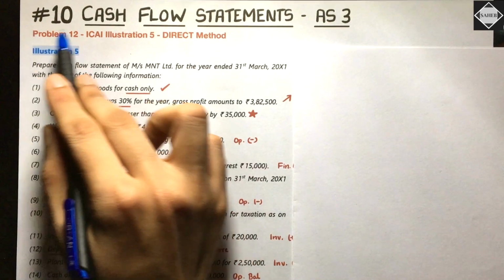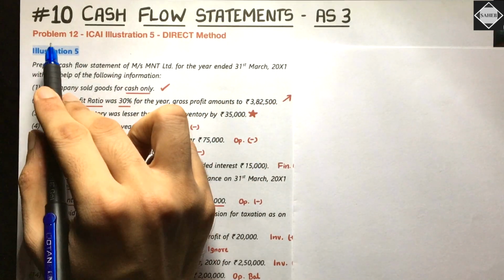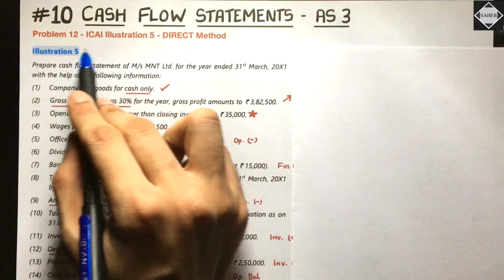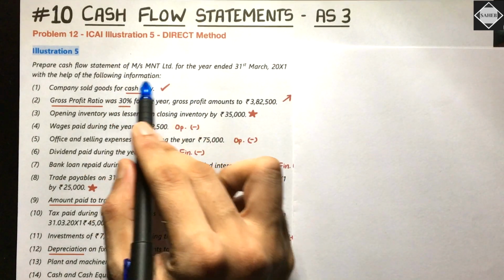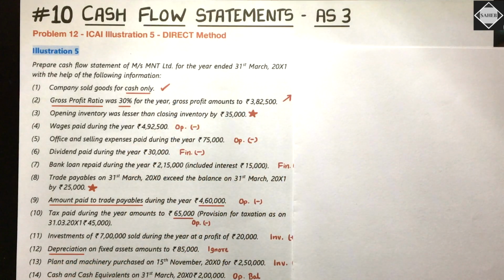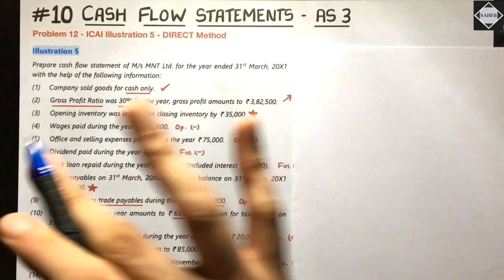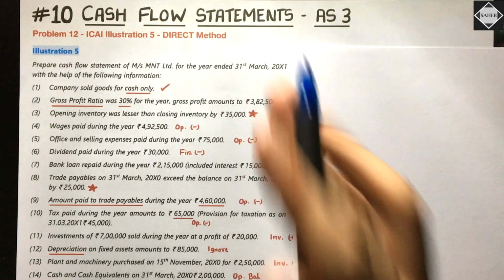Today in this 10th video of the cash flow statement chapter, we are going to solve our 12th problem, and the question is from the ICAI study material, illustration 5. The name of the question is Messrs M&T Limited. This question we have to solve as per the direct method. In the previous video also we solved illustration 11 from the study material as per the direct method.